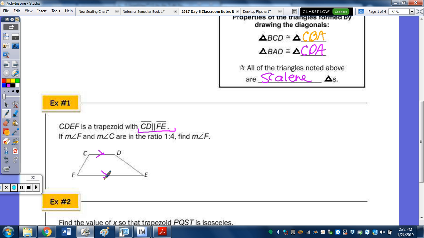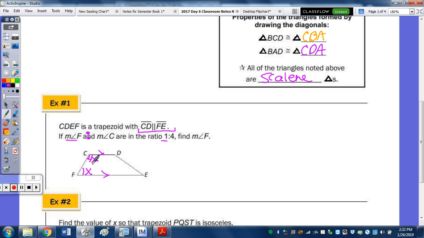Now on the last quiz, some people missed the ratio part of the question. So it says if the measures of F and C are in the ratio 1 to 4. So you have to look at it, it's respective to the order. So think of it as F to C, so F is first. So that's the 1x. Okay, so F would be 1x, and then C, 1 to 4, would be 4x. That's a ratio of 1 to 4. And then those two angles along that leg are the property.